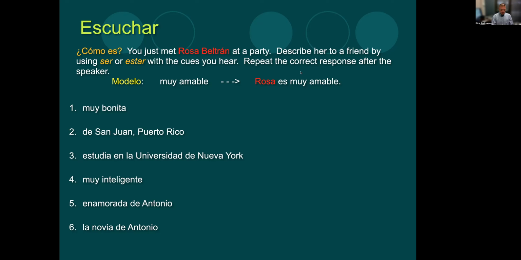2. ¿Cómo es? You just met Rosa Beltrán at a party. Describe her to a friend by using ser or estar with the cues you hear. Repeat the correct response after the speaker. Modelo. Muy amable. Rosa es muy amable. 1. Muy bonita.